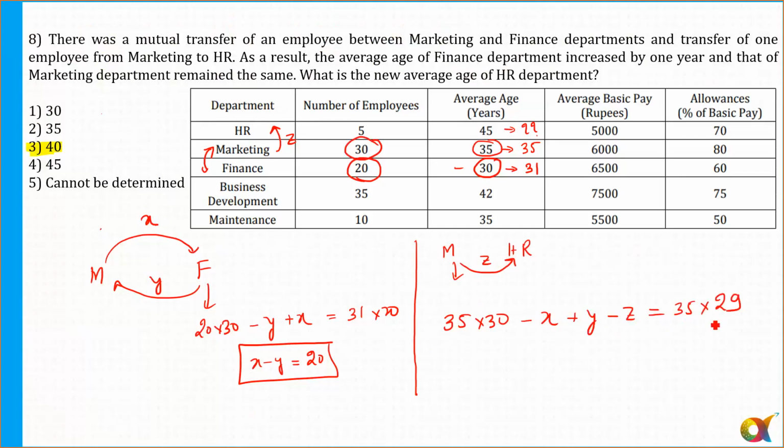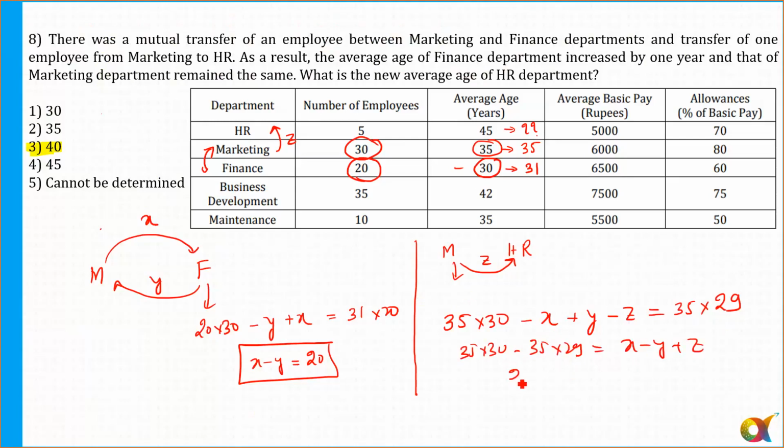So I say 35 into 29. Alright? So it is equal to 35 into 29. So 35 into 30, and we know the values of this expression also. So this will be equal to what? 35 into 30 minus 35 into 20 is equal to X minus Y. Take all the variables on the right hand side. And we know that this is equal to 35 into 30 minus 35 into 29. 35 is common and 30 minus 29 is 1.